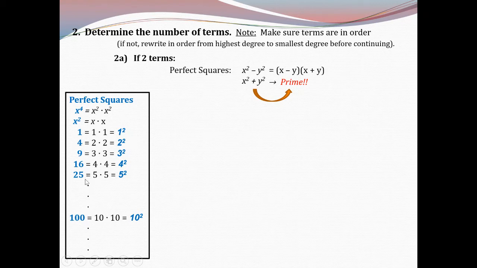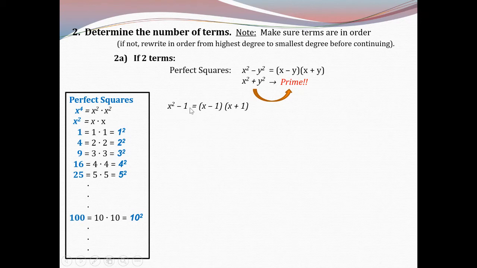So the more of these that you know, the better off you'll be. Okay, so here I stop because then 36 is next, and then 49, and so forth. You should know at least all the way to 100, or maybe all the way to 144, which is 12 times 12. Okay, now, so how does this work?